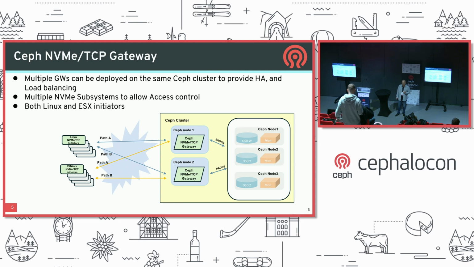We also allow defining multiple subsystems on the same NVMe-oF gateway. For the case of multi-tenancy, this is very important because we can define the access control of the initiators per subsystem. We support Linux initiators and ESXi initiators.